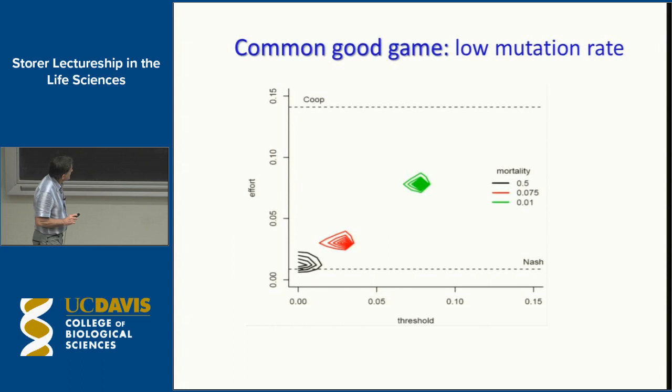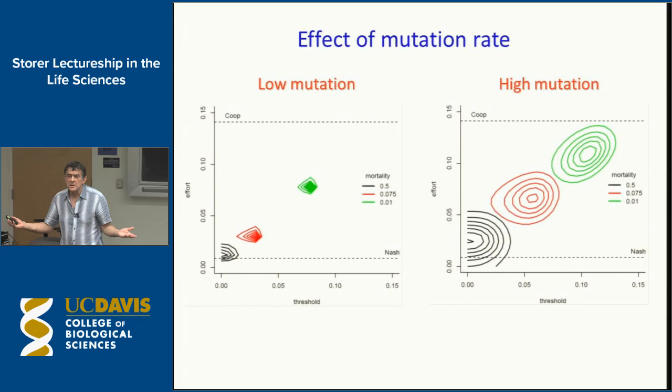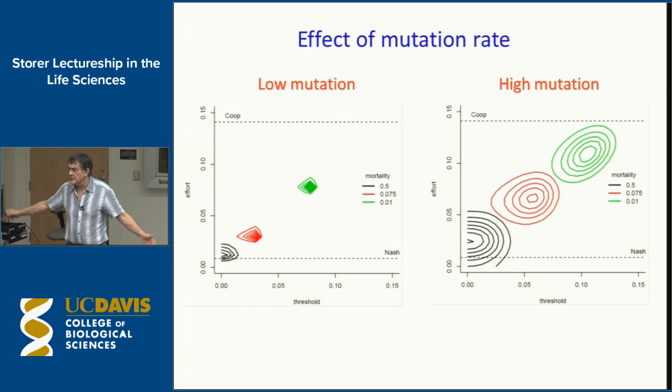It depends on lifespan, but it also depends on the mutation rate, for obvious reasons: as I said, you've got more variation with a high mutation rate, which means that you should be more choosy. So there's more to choose from, if you like.